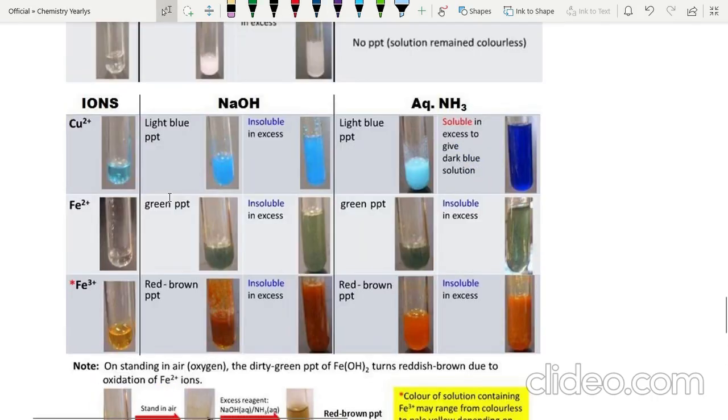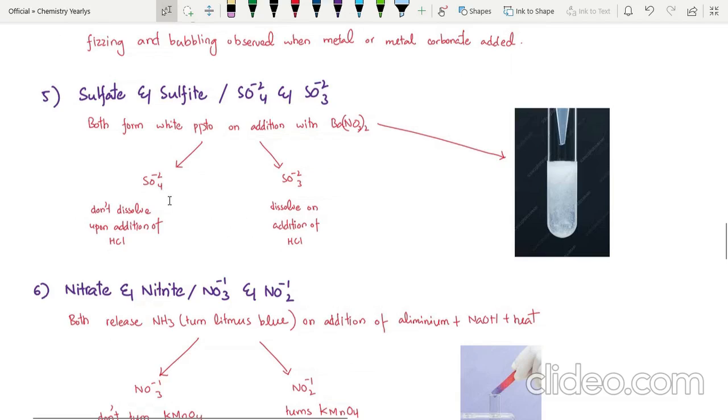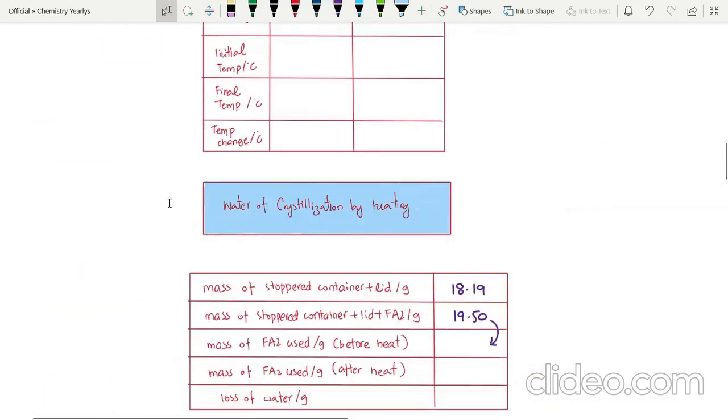So these were the ions, and I have also revised with you the improvements, the tables, and everything.